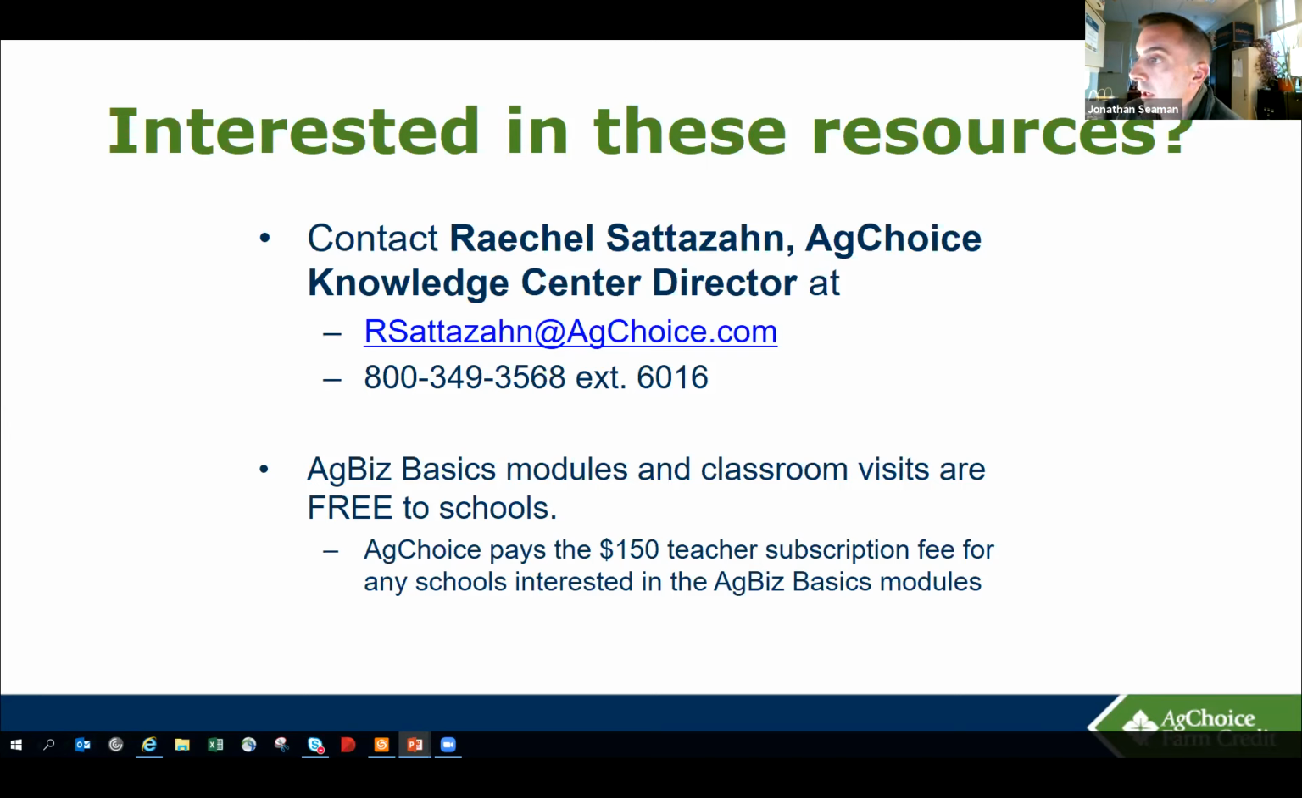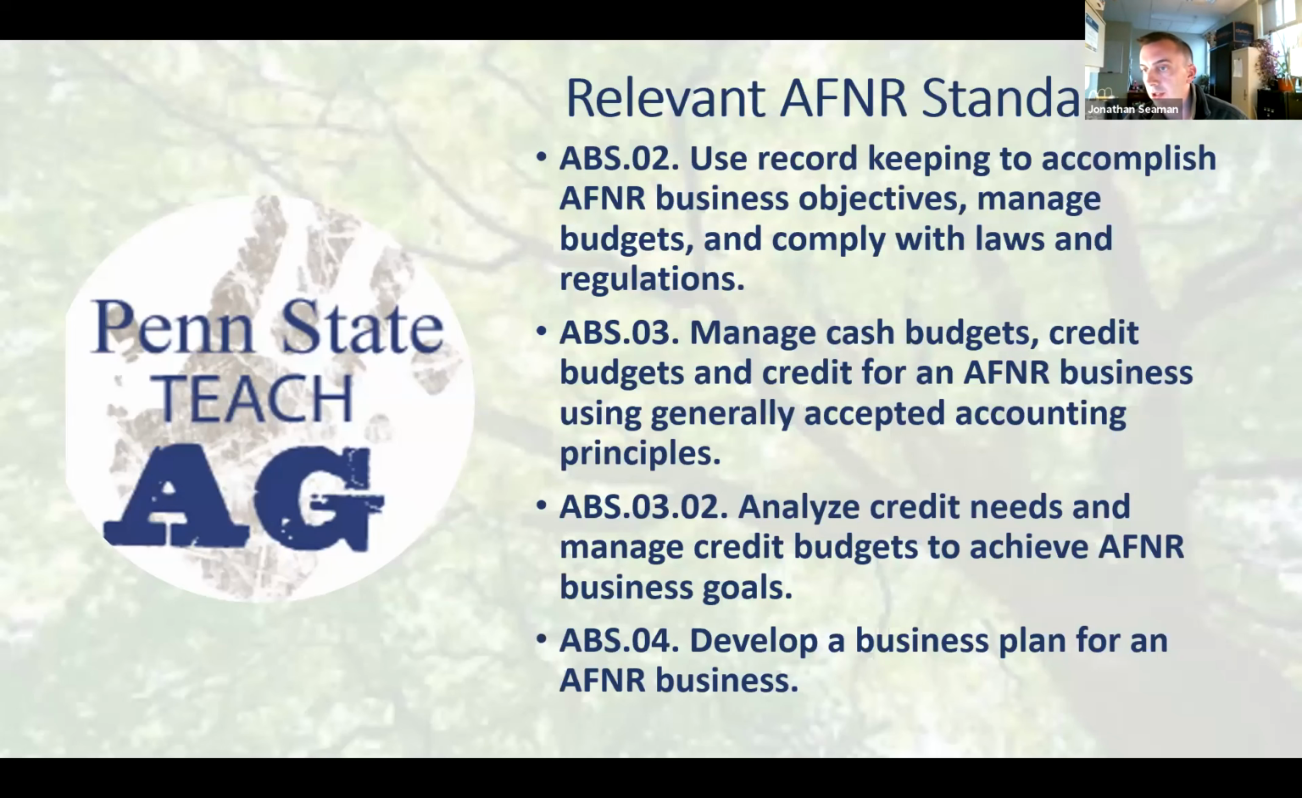So before I let you all go, I would just like to take this opportunity to cover some of the standards that Ryan touched upon here, AF&R standards. You should see them appear now. These are directly from the Council's National AF&R standards. Record keeping, obviously, budgets, ABS 03, again, cash budgets, credit budgets, developing a business plan, and again, using credit appropriately to reach business goals were all things that Ryan covered.